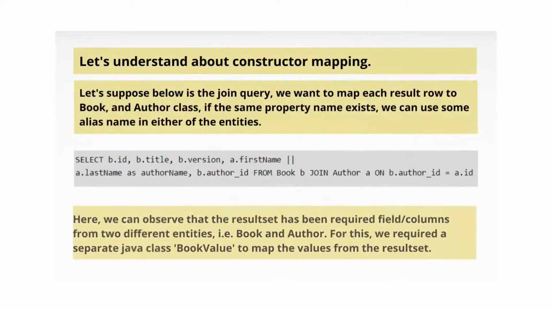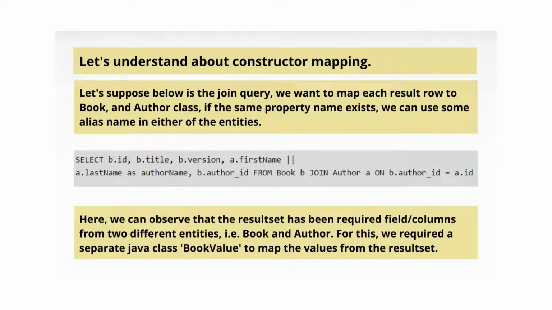Let's understand constructor mapping. Let's suppose below is the join query. We want to map each result row to the book and author classes. If the same property name exists, we can use some alias name in either of the entities. Here, we can observe that the result set has required fields and columns from two different entities, i.e.